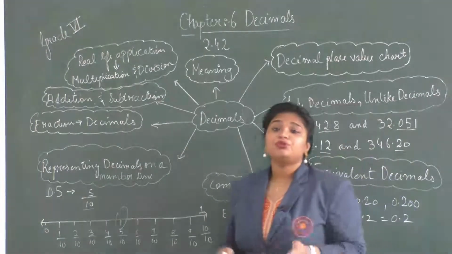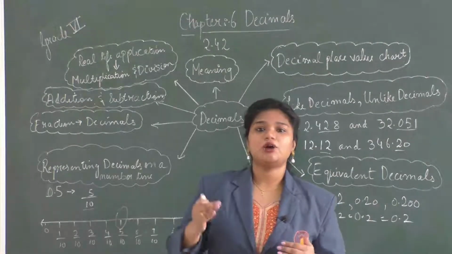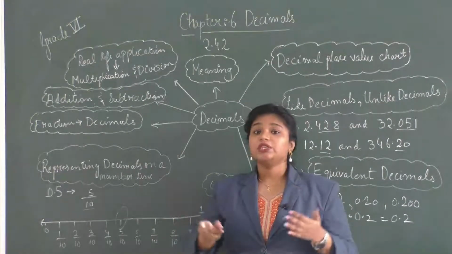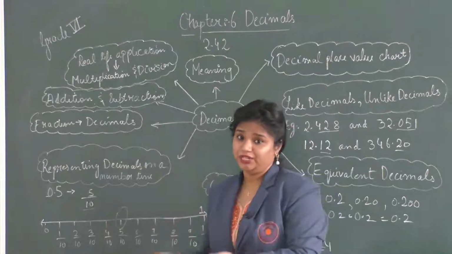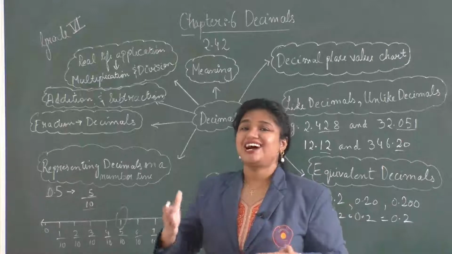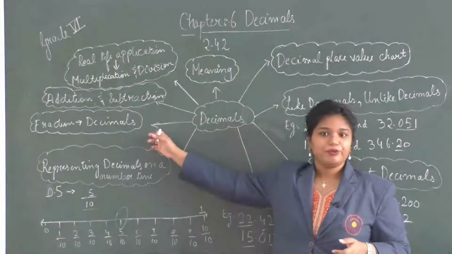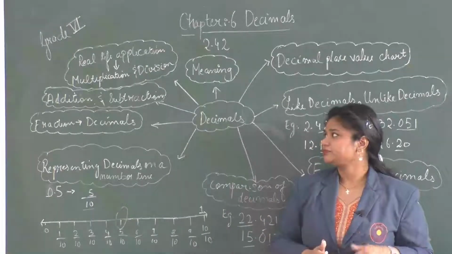Next we learned how to convert fractions into decimals. There we learned how to convert fractions with the denominator as a multiple of 10 into decimals, and also with the denominator which is other than a multiple of 10. At the end of the video we will look at a few examples for this topic.